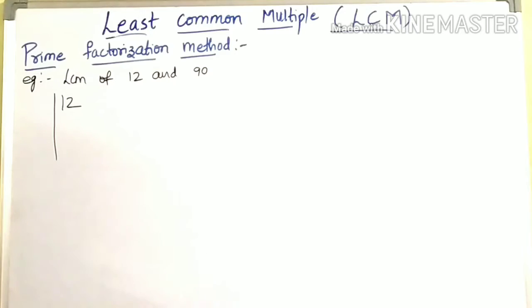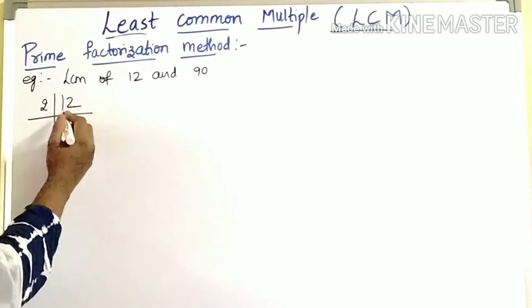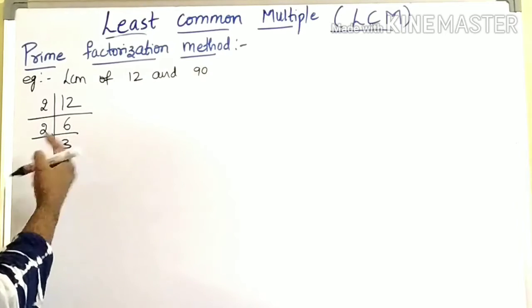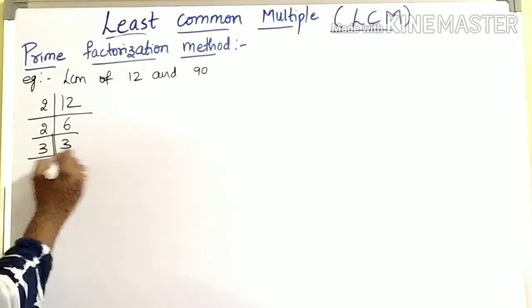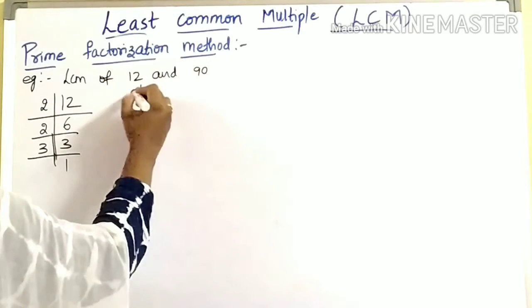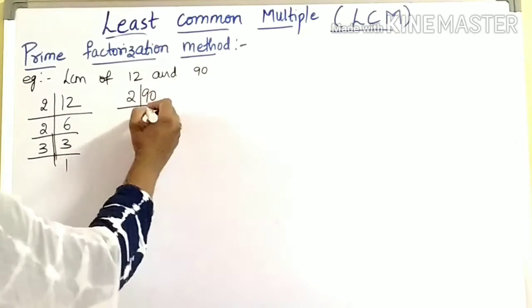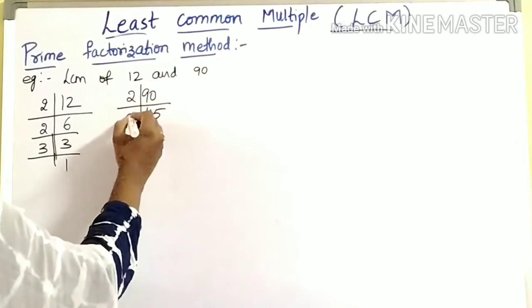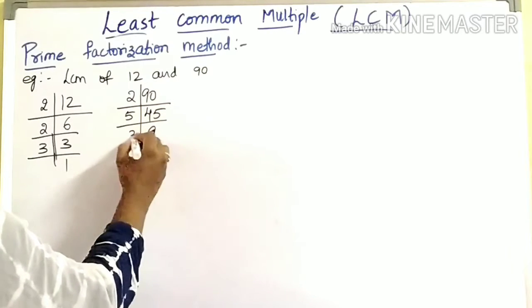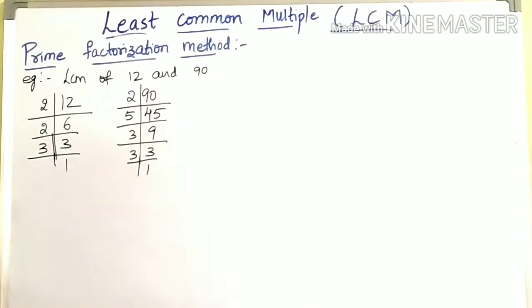Like the prime factorization method, you know, right? What is the least prime number? 2. 2 how many times? 2 6s are 12. Next 2 3s are 6. And 3 will not go in the 2 table. So next prime number is 3. 3 1s are 3, right? Next for 90 also you find out. It will go in 90, or you can take 3 also. Okay. 2 45s are 90. And next it will go with the 5 table, 5 9s are 45. Next 9 will go with the 3 table, 3 3s are 9. Next 3 1s are 3. Okay.